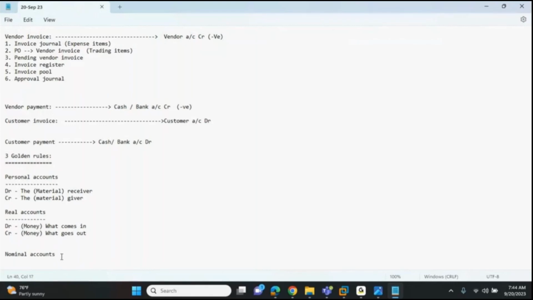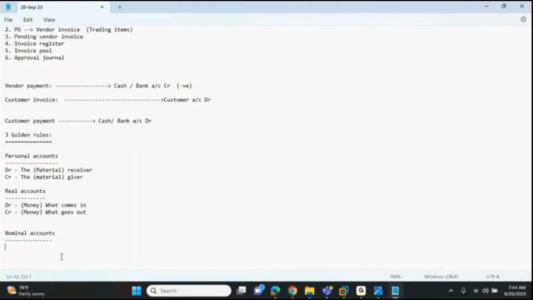Personal accounts, debit the receiver, credit the giver. Real accounts, debit what comes in, credit what goes out. What are the nominal accounts, please? Debit all expenses and losses. Credit all incomes or gains. This thing we will learn later. We'll discuss later. Now try to focus on these two, personal accounts and real accounts.